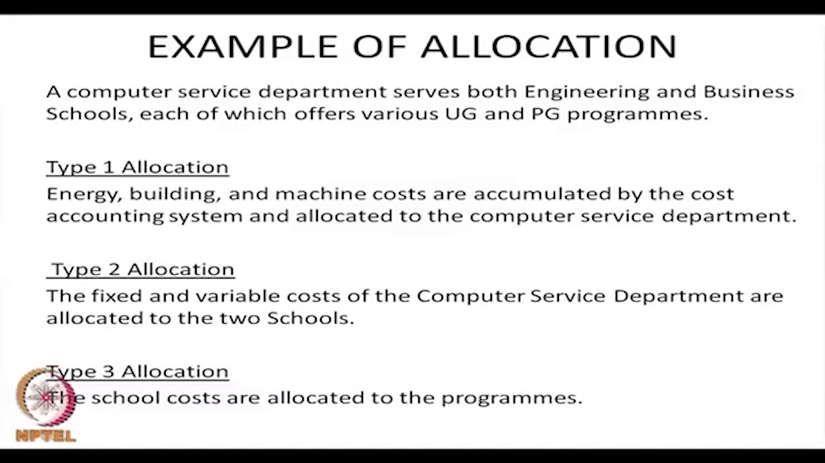By knowing the component costs, we first of all estimate the cost of the service department, which is the computer service department. Type 2 allocation then is how the various cost components of computer service department can be allocated to the engineering school and to the business school. That is the type 2 allocation. Engineering school and business school then become the cost objects, and for the purpose of simplicity, various costs of computer service department are pooled as fixed cost pool and variable cost pool, and each of them are then allocated to the two schools. Finally, the type 3 allocation is that once we know the cost allocated to the different schools, then each school offers certain programs.